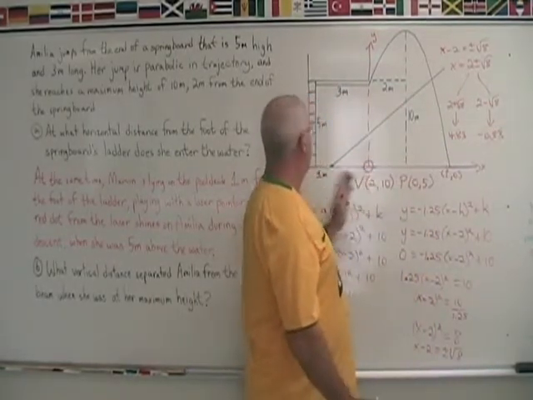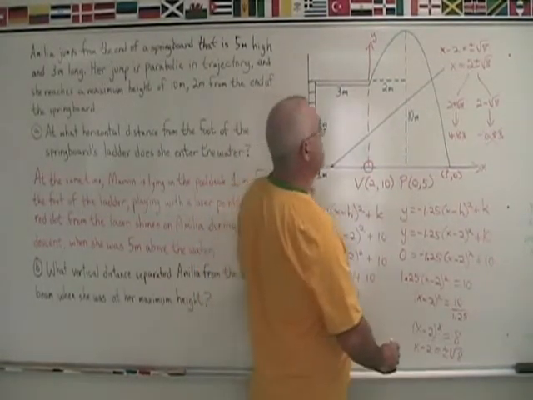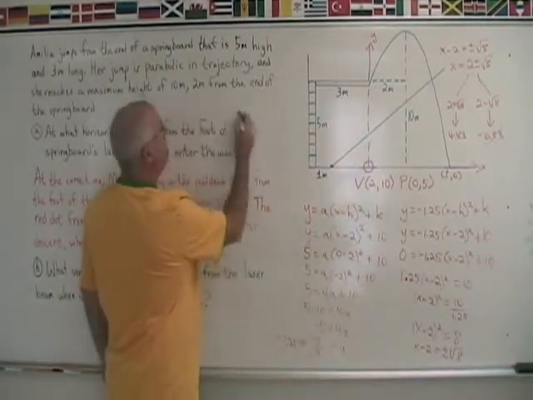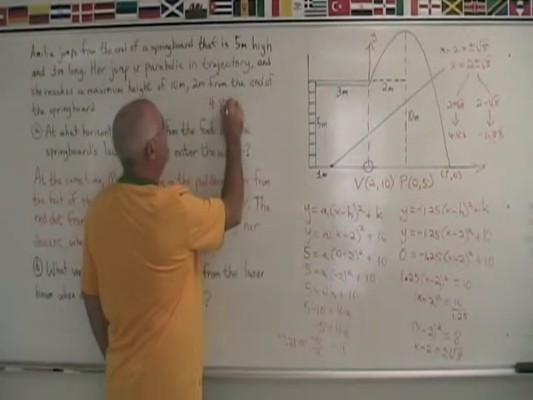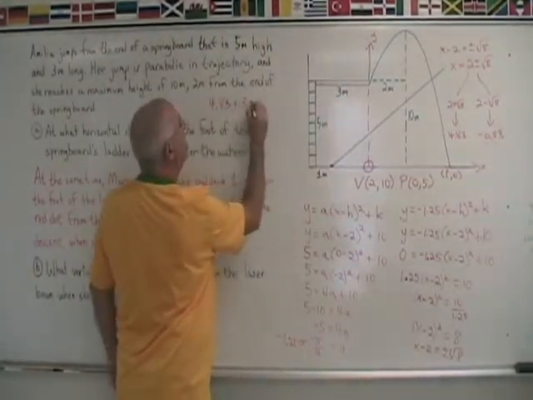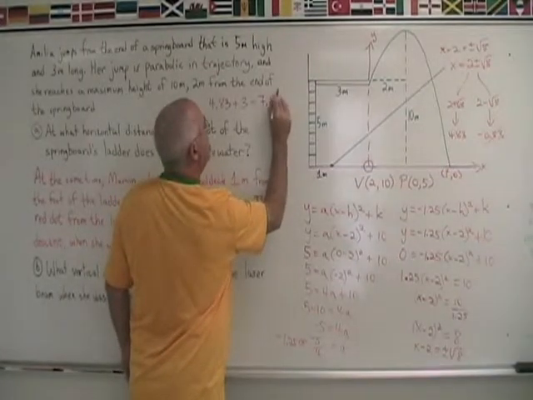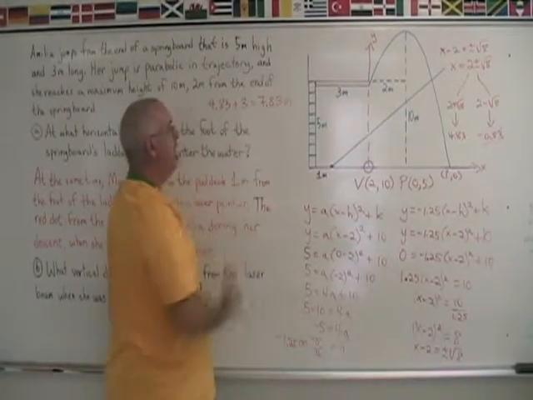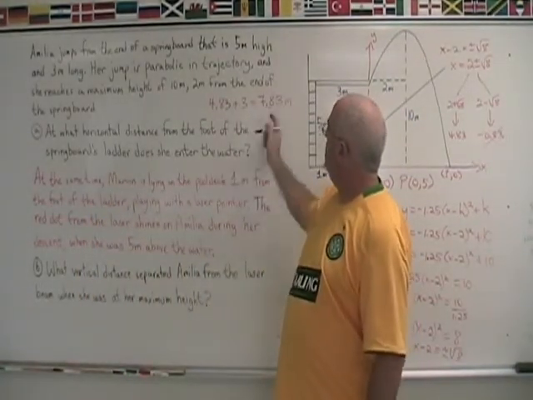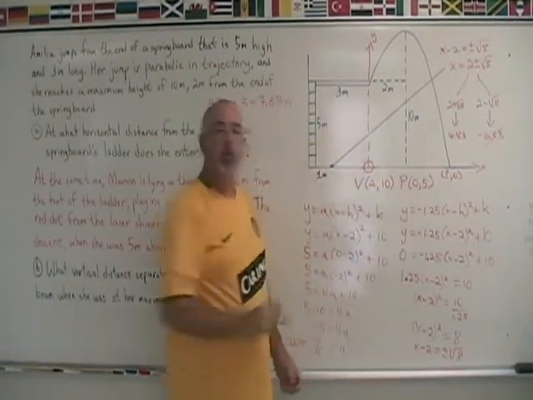But that is not the distance from the foot of the springboard ladder. The 4.83 meters is the distance from the origin. So to give my final answer, I must say 4.83 plus this 3 meter distance equals 7.83 meters. That is the answer to question A. She enters the water 7.83 meters to the right of the foot of the springboard.